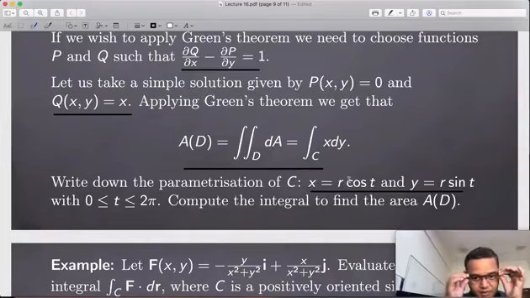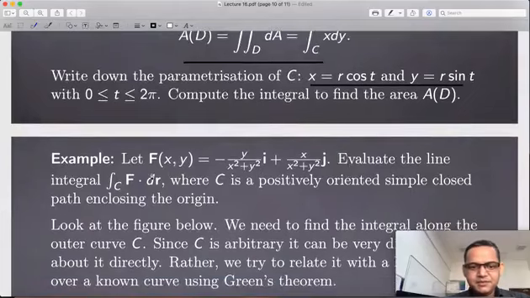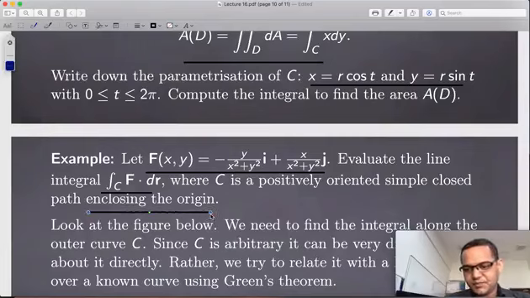All right. Now we consider one more example. Consider this vector field, and what we are asking is that you evaluate the line integral, where C is a positively oriented simple closed curve enclosing the origin. Now here you see C is given, but there is no concrete definition of C. It's not given in terms of a parameterization. It's just an arbitrary simple closed curve enclosing the origin, and of course with the positive orientation.